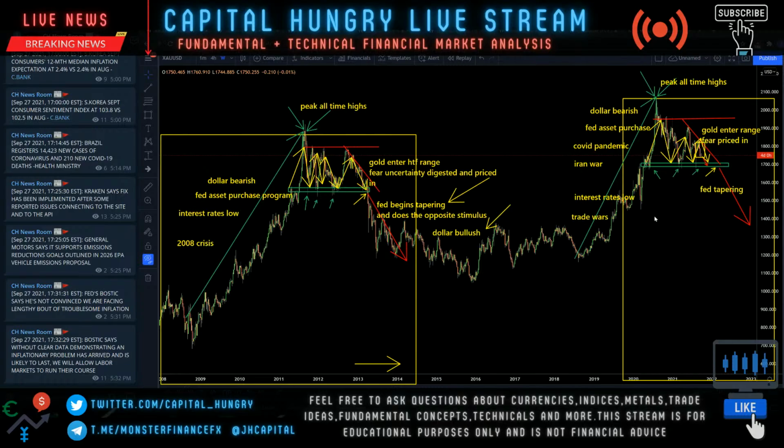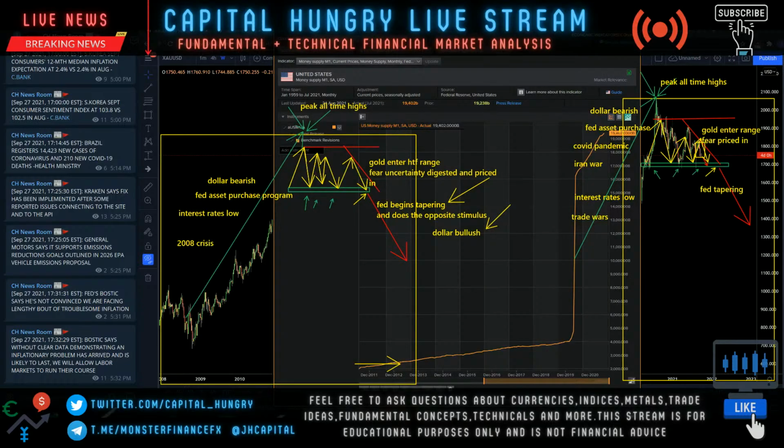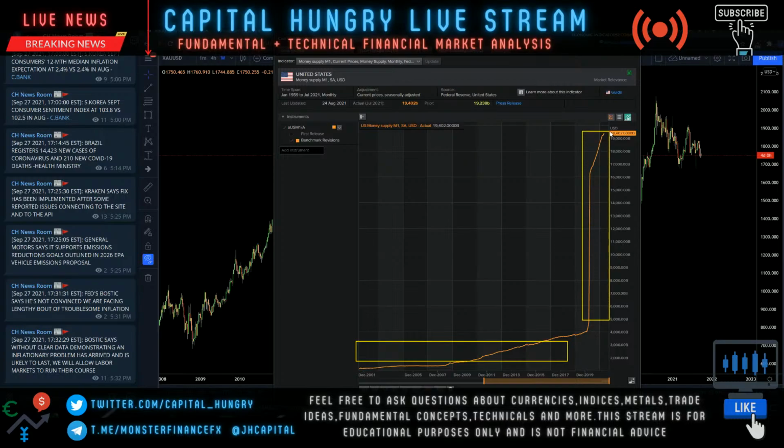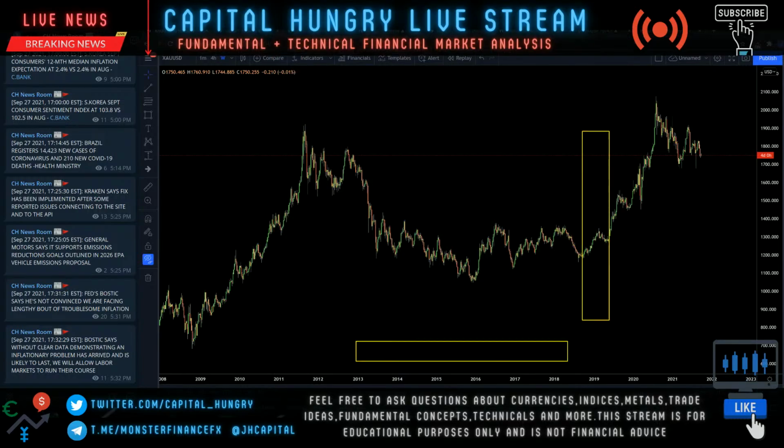I don't mean to be rude, but I don't think you know what you're talking about here, because that money has already been printed. This is the US money supply chart. Look at the last 20 years. This is from 2001 to 2017. And then look at the money supply increase just in 2020 and 2021.